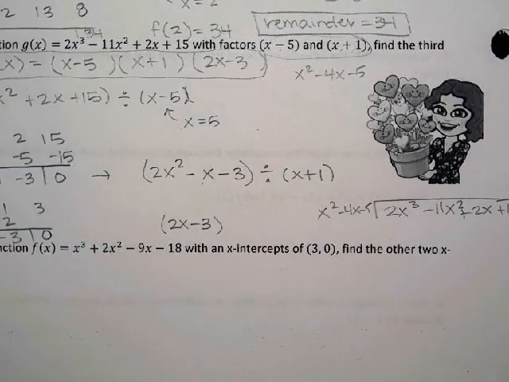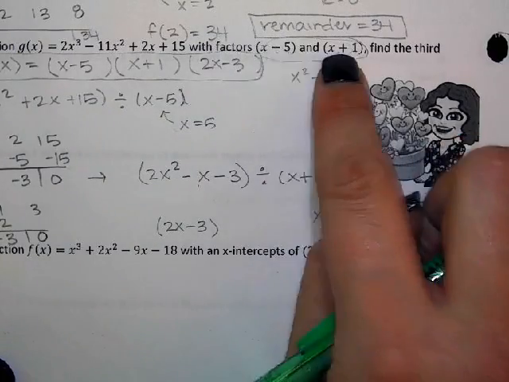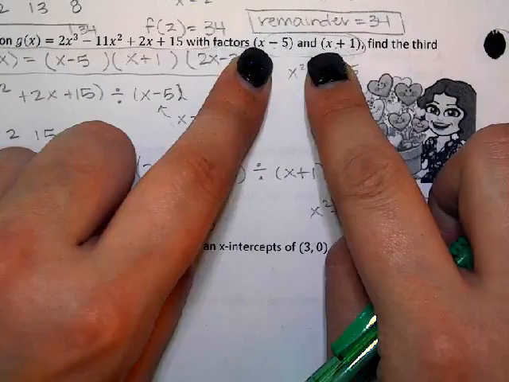Say it again. I foiled this in my head. x plus 1 times x minus 5 makes x squared minus 4x minus 5.